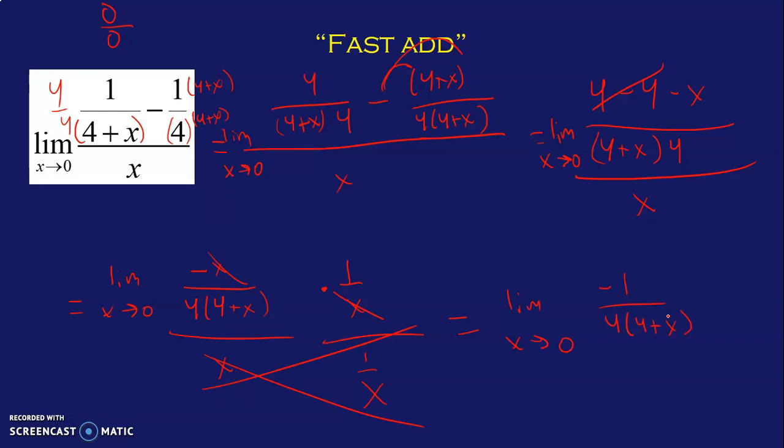If I plug in 0 on the bottom, I'm not dividing by 0 anymore. So I can plug in 0: negative 1 over 4 times 4 plus 0, 4 times 4, this whole thing is negative 1/16.